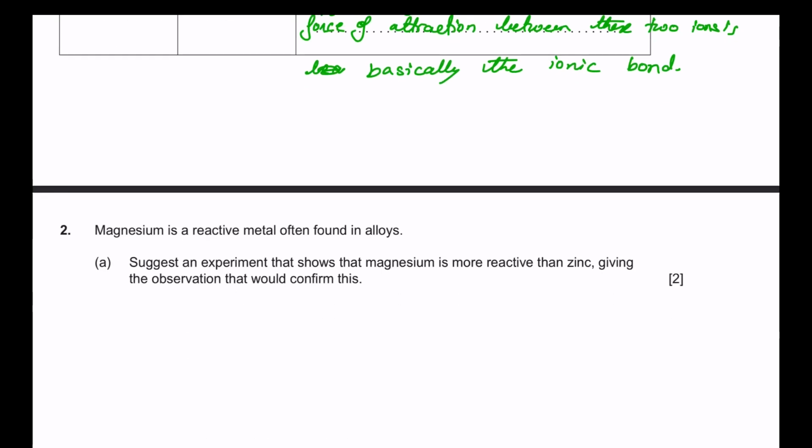Now moving on to the next question. They're saying here magnesium is a reactive metal often found in alloys. So we have to suggest an experiment that shows magnesium is more reactive than zinc, giving the observation that would confirm this. It's very easy. So basically, we need to add Zn2+ ions and Mg in a solution. We can get Zn2+ by adding ZnSO4, right? So if we put Zn2+ and Mg in a solution, we will see that a black layer of zinc will be formed on the surface of magnesium, right?